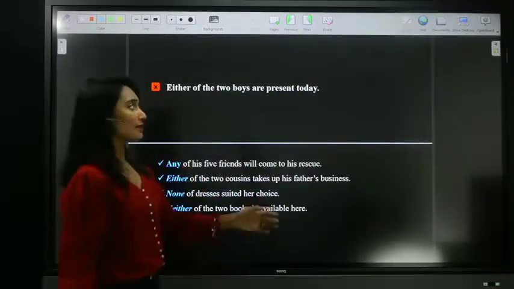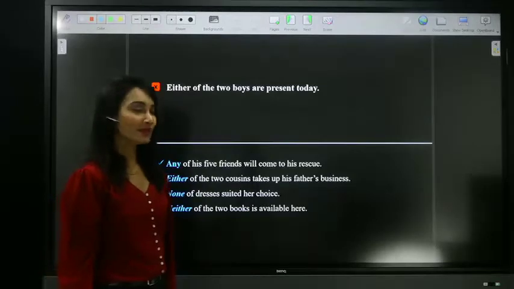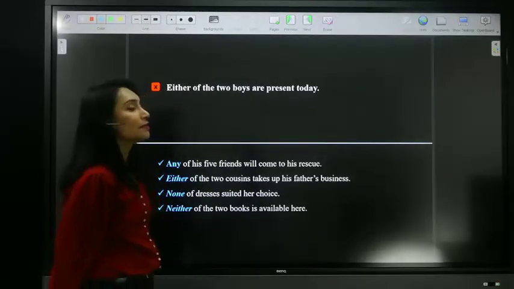Either of the two boys are present today. Try to answer this one. Either of the two boys are present today.